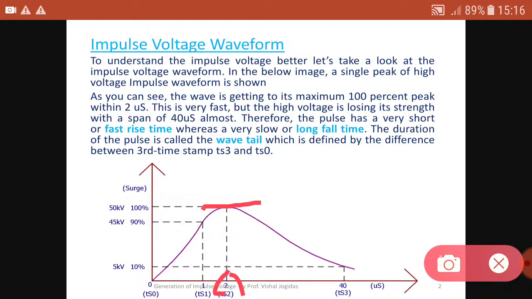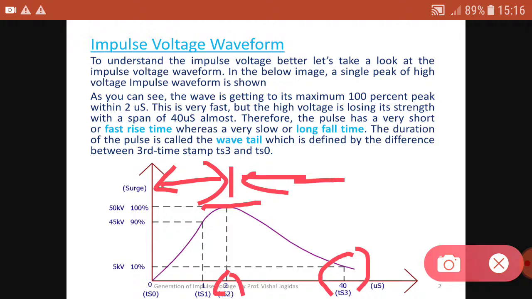So this is very fast, but the high voltage loses its strength over a span of almost 40 microseconds. Here we can see this is the 40 microsecond point, TS3. Therefore the pulse has a very short or fast rise time, whereas a very slow or long fall time. So here is the rise time, and in this way this is the fall time.